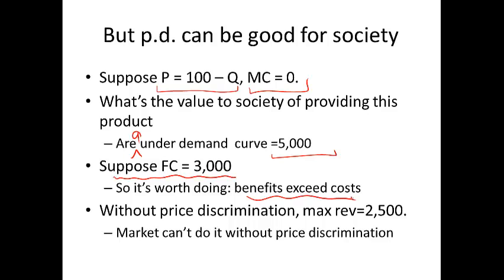Without any price discrimination, though, the maximum revenue that can be obtained from this demand curve is $2,500. I'll show you all this in a second. And so the point is, the market can't do this without price discrimination. So it should be done, but the market can't do it. What do?